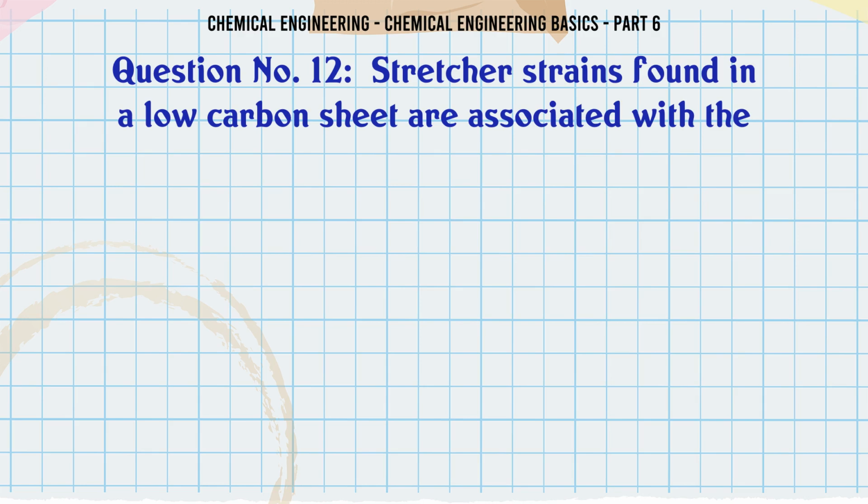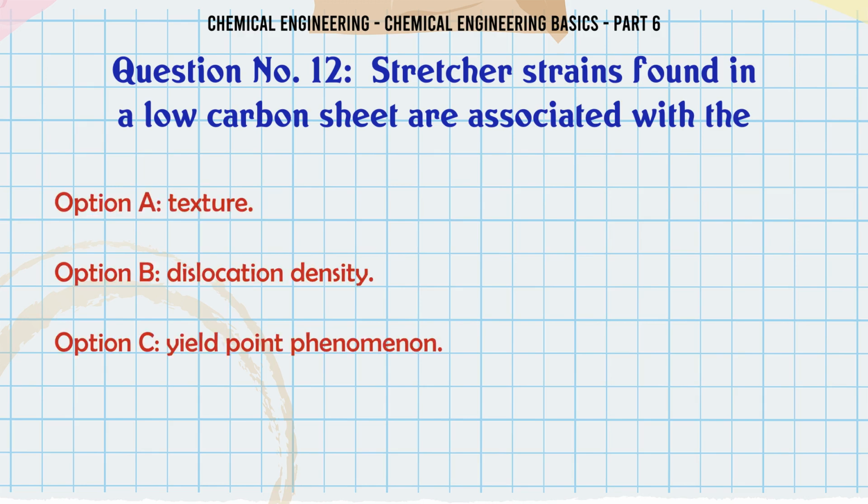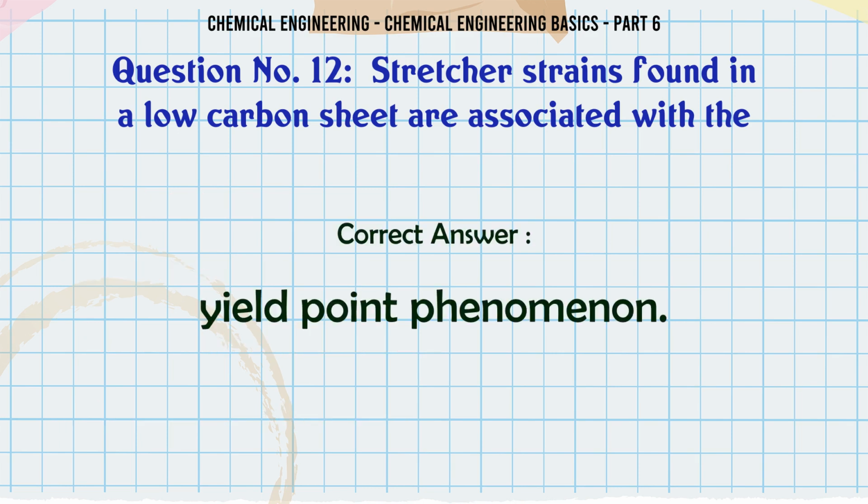Stretcher strains found in a low-carbon sheet are associated with the A. Texture. B. Dislocation density. C. Yield point phenomenon. D. Thickness of the sheet. The correct answer is yield point phenomenon.